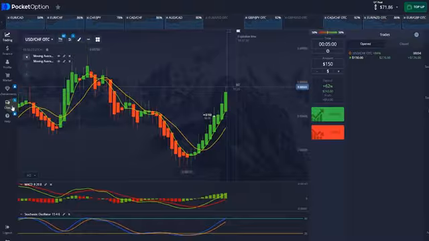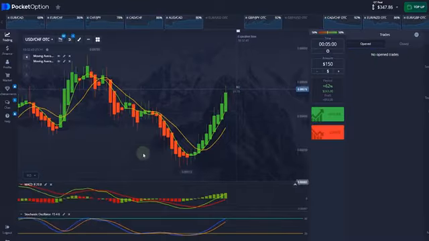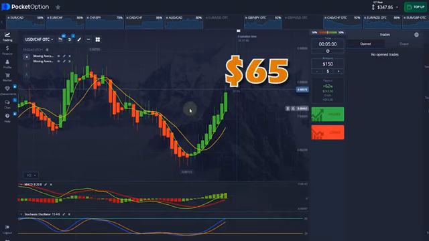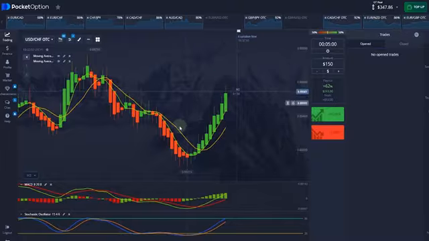So guys, we have 3 seconds to close this particular trade. As you can see right here, we're actually in profit at this particular level. So guys, from $64 or $65 to $307, this is a perfect strategy right here.